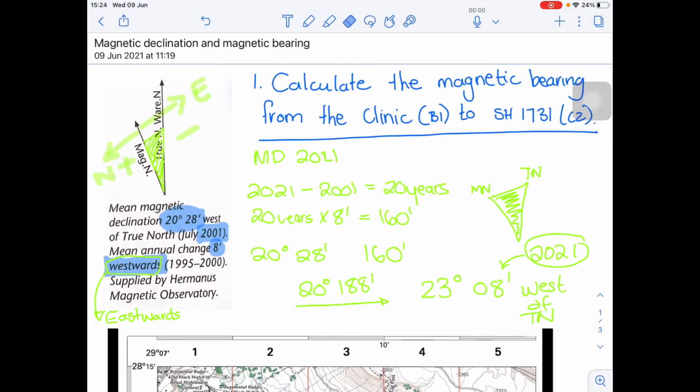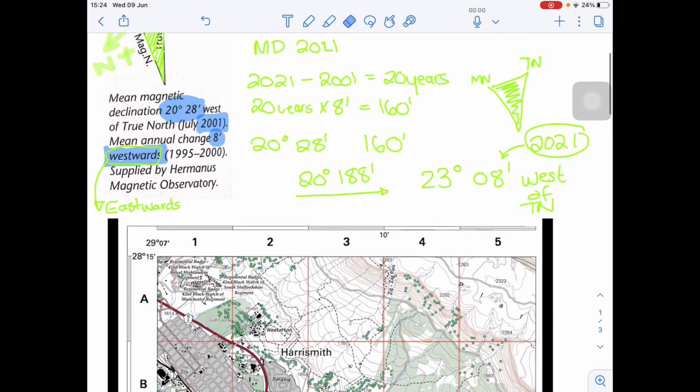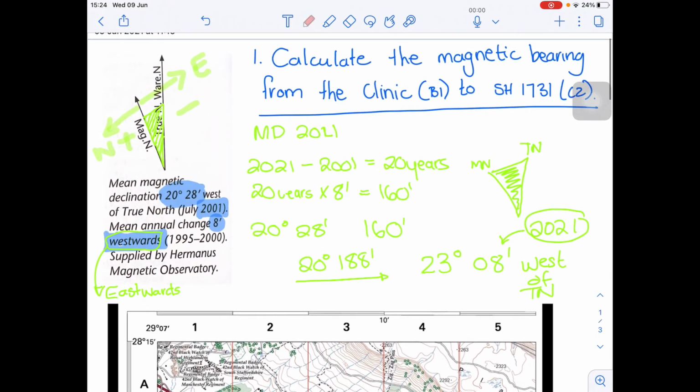So we're going to use the angle of 23 degrees and 8 minutes, assuming that in our example the angle actually increased, as the information tells us, because it moved 8 minutes every year on average westwards. So it got bigger. And so now we can say that the pizza slice is 23 degrees and 8 minutes. That can go into our actual formula.